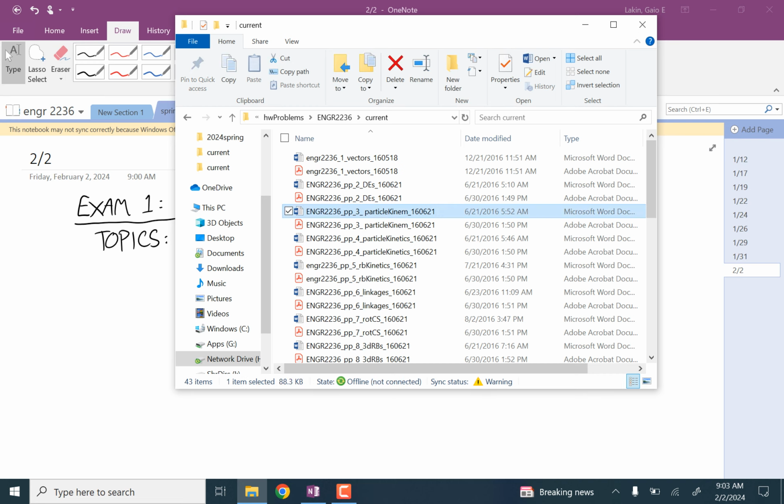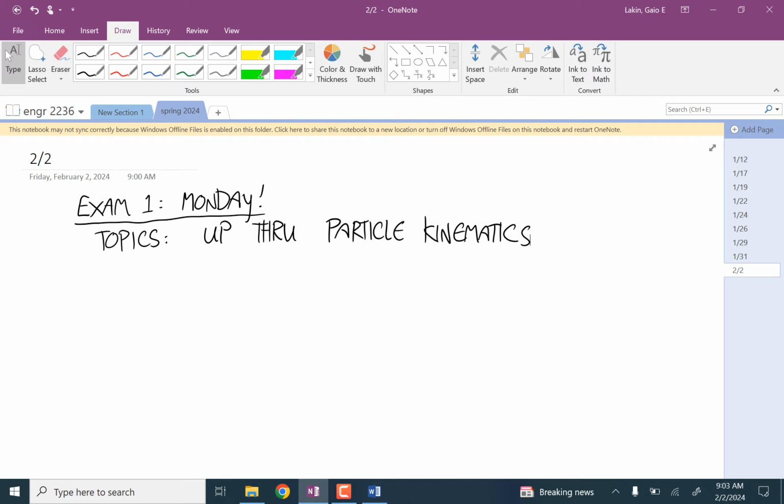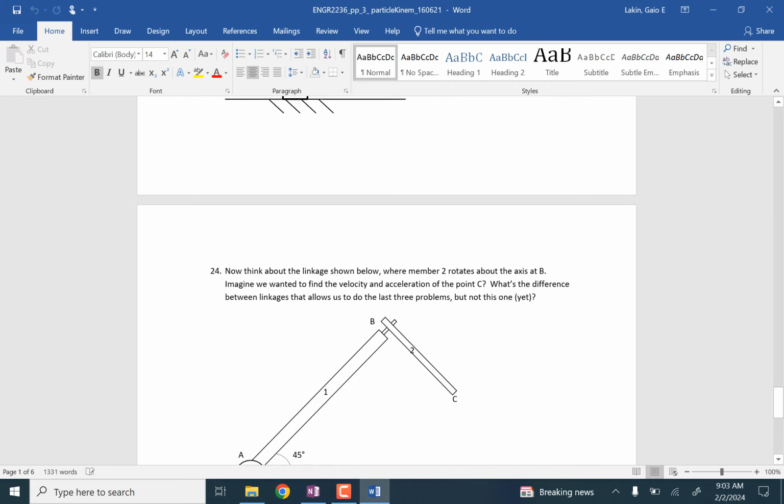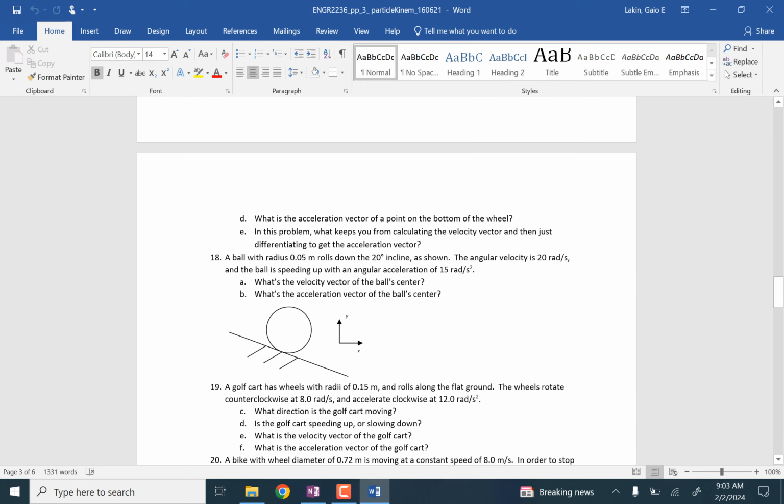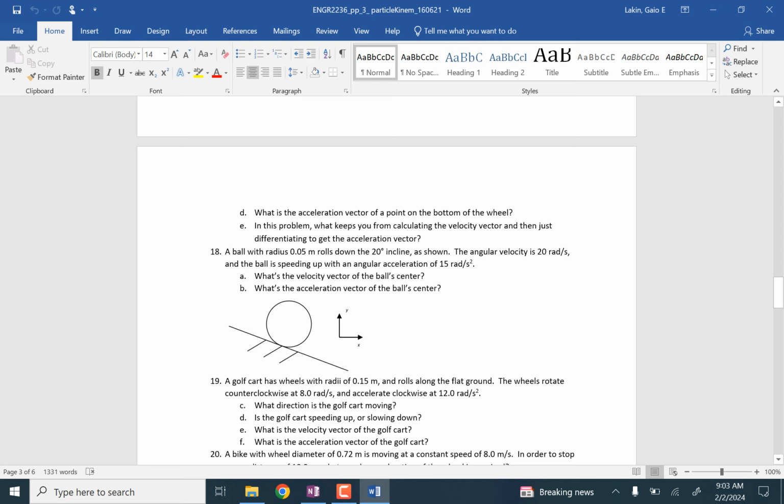Particle kinematics. Okay, yeah. Well, I'm going to do this the easiest way. Okay, so that incline is 20 degrees, radius is 5 centimeters, angular velocity is 20. It's rolling down the incline. And we're trying to express the velocity and acceleration in an unrotated coordinate system.